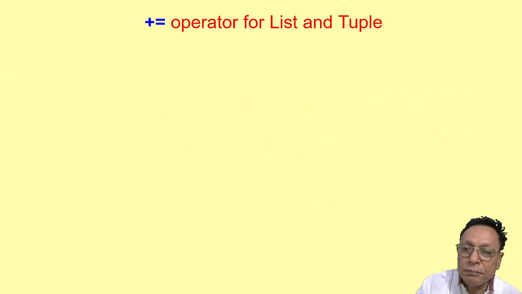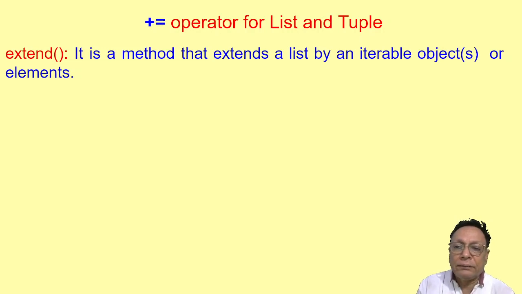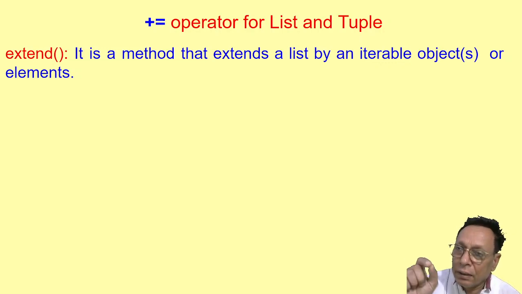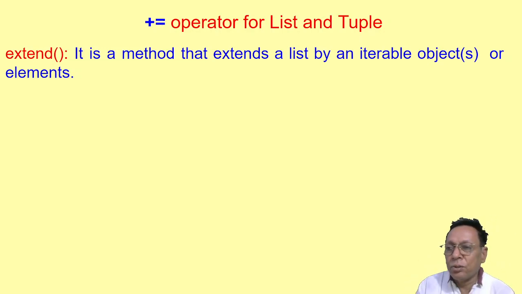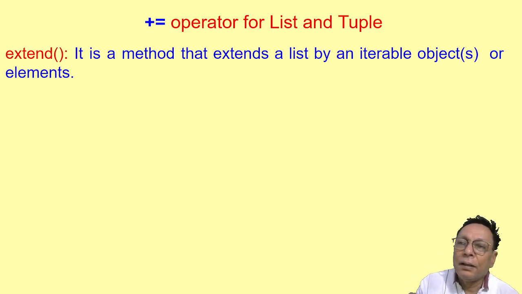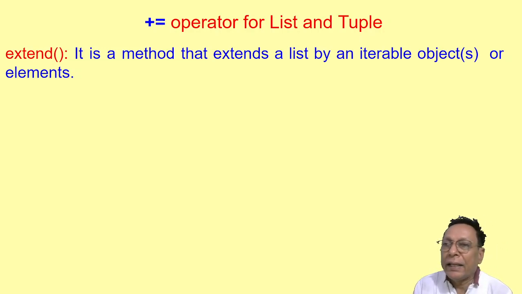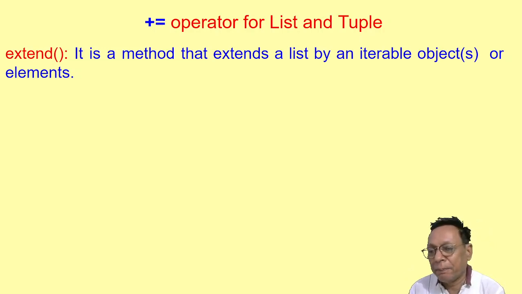So what is the next function? Extend. It is a method that extends a list by an iterable object. Note it, iterable object. A list is iterable, a tuple is iterable, a string is also iterable, but an integer is not iterable, and a character is not iterable. So for objects which are iterables, you can extend the list with them.